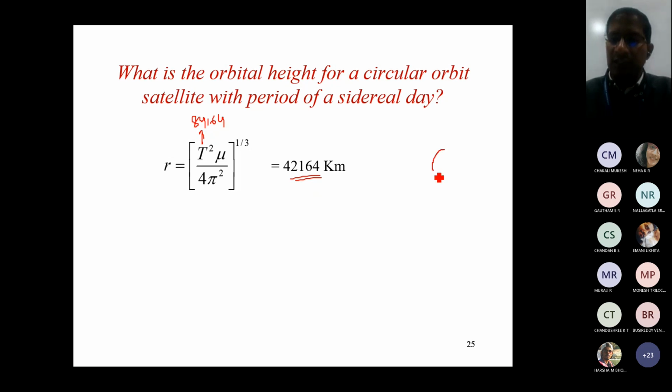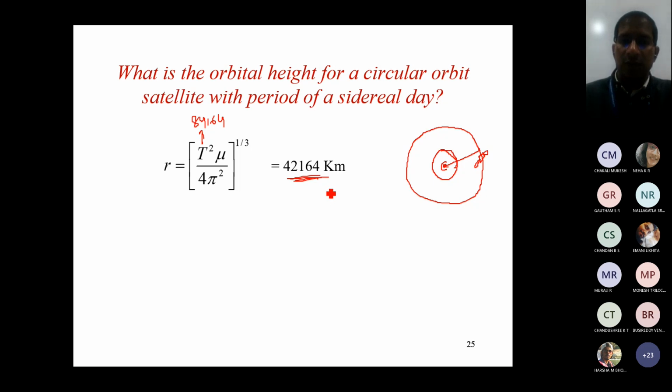That implies, if this is our Earth, and this is the orbit of your satellite, which is rotating around the Earth, then the orbital height is this much, that means from this point to this point. So this length is equal to 42,164.